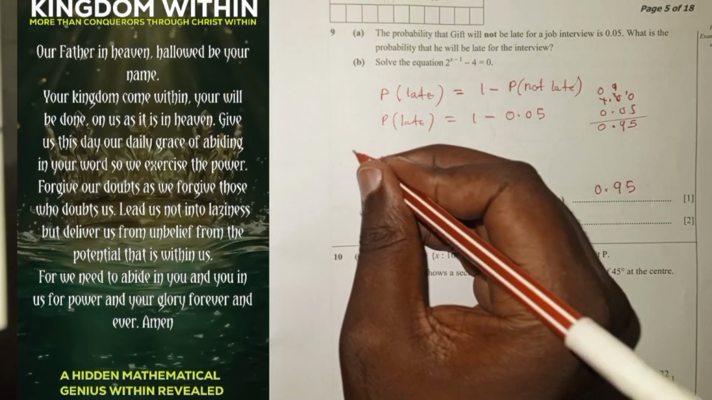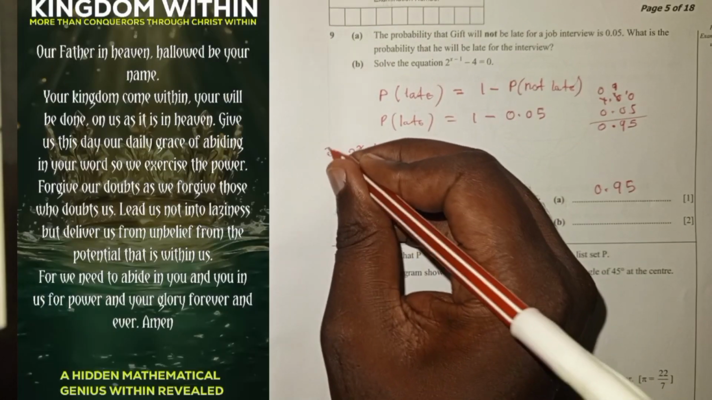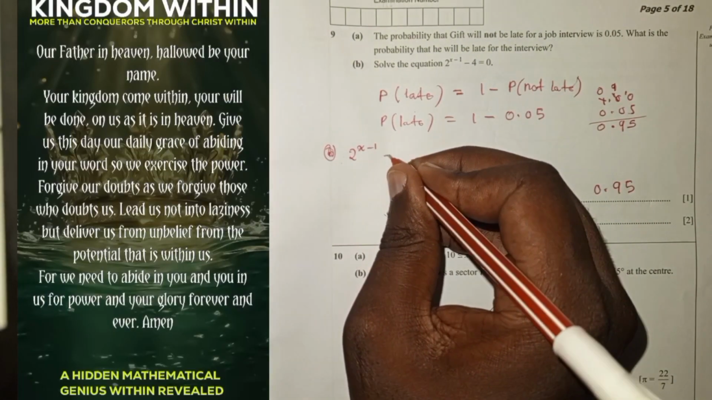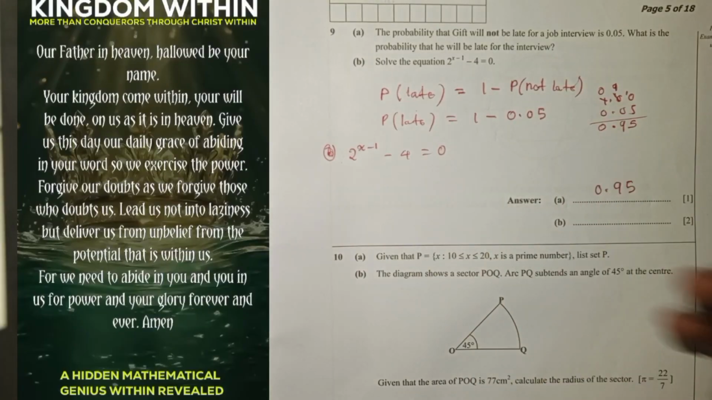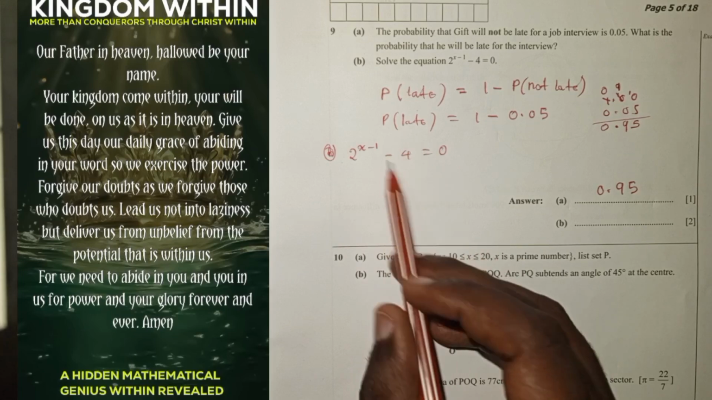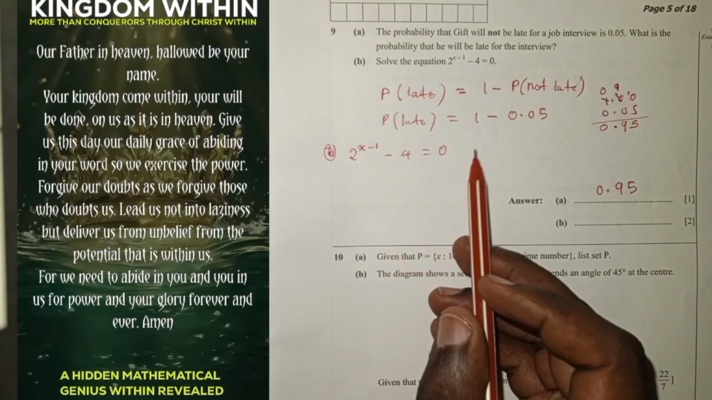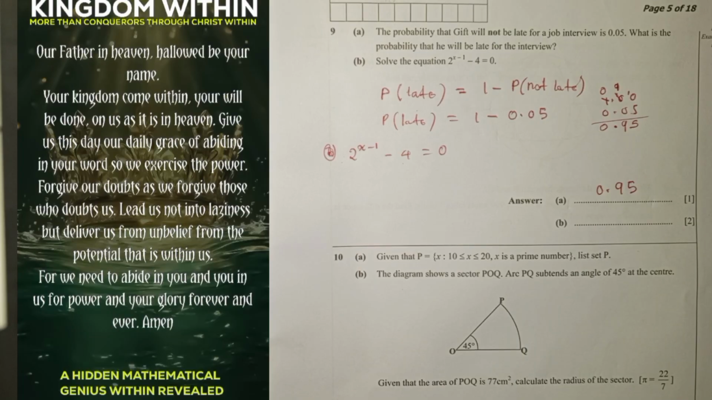So 2 to the power x minus 1 minus 4 is equal to 0. Okay, so the first step here, since this 4 doesn't have a variable x, we can take it the other side of the equation. So since here it is minus 4, this side it will be a positive 4.